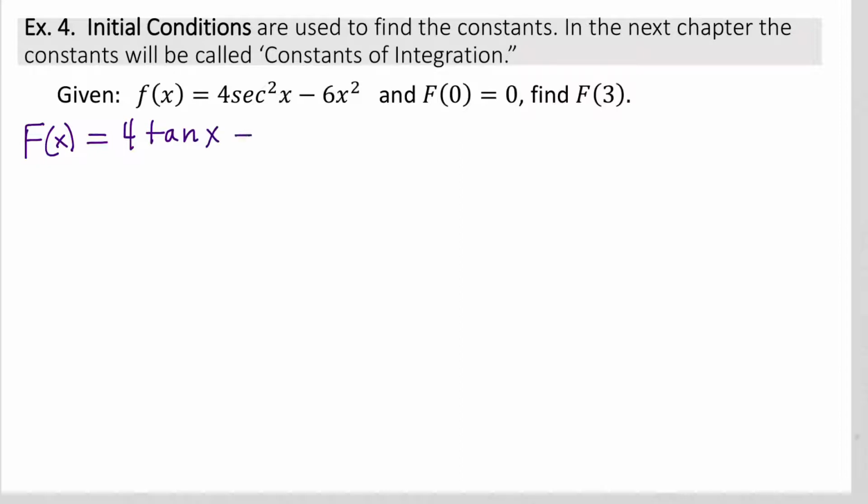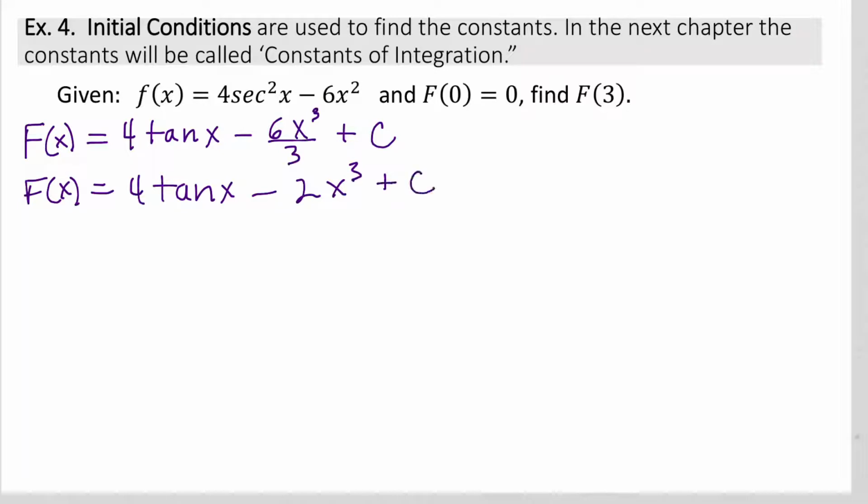And then we can use the power rule on this one: raise it up, divide by 3, add a constant. So this is 4 tan x minus 2x cubed plus c. Now we can use our initial condition to find out what c is.